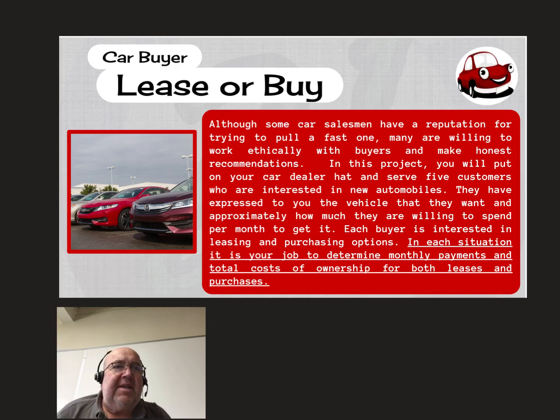In this final section of the project, we're going to be looking at 5 customers, determining if it's better for them to lease or to buy. So again, we're going to be using the total cost because that's what a lease is, and doing that.